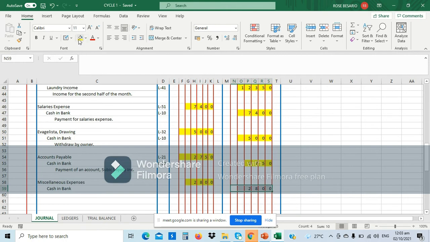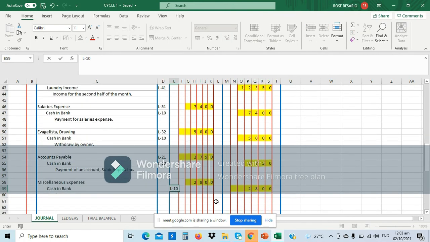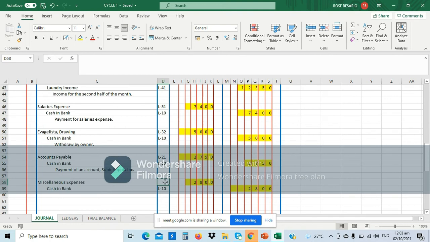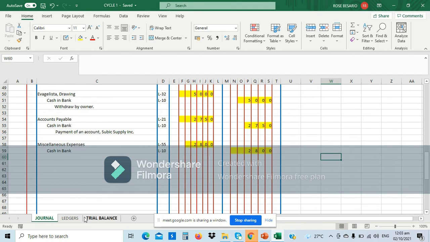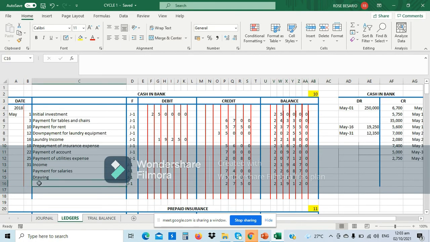We're done. So cash in bank, this is from L number 10. And this one is L number 55. Okay, and then post it to your cash. This is how much? 2,800. Okay, go back to your cash miscellaneous expense.